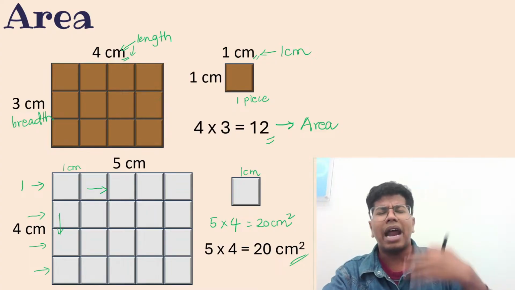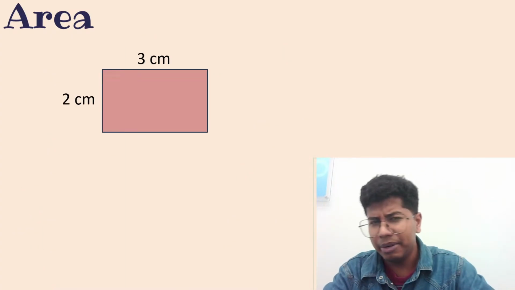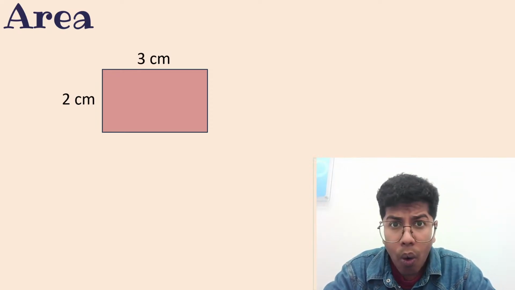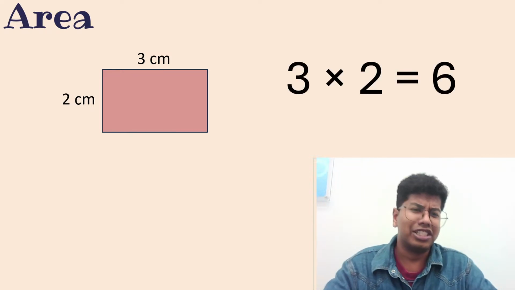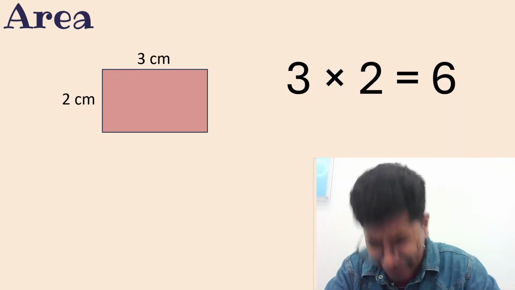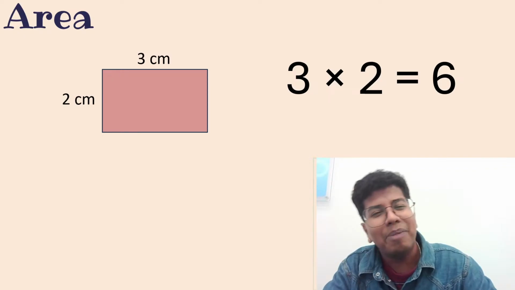So let's do a quick practice. Let's say there is a rectangle of 3 centimeter, 2 centimeter. You can tell me how to find out the area. Oh, perfect. What we can do is it's just 3 times 2, which is nothing but 6. Most of you got it correct. Very good. I like it. So we can just multiply to get it.